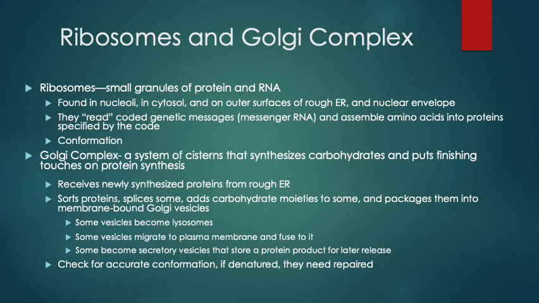So now we have the ribosomes in the Golgi complex. Ribosomes are small chunks of protein with some RNA in them. They're found in the nucleoli, in the cytosol, and on the outer surfaces of the rough ER, as well as the nuclear envelope. The job of these is to read coded genetic material from RNA and assemble amino acids into proteins that are specified by that code.